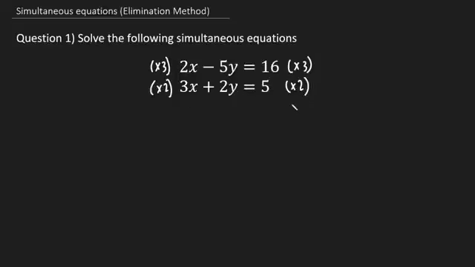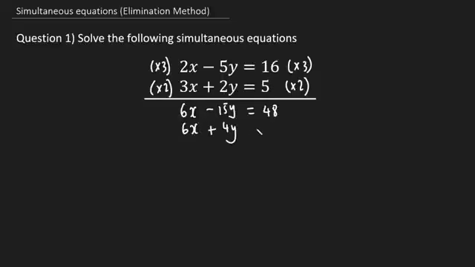So now I'm just going to rule off, and now we can perform the calculations for this. So it's going to be 3 times 2, which is 6x, 3 times negative 5, which is negative 15y, equals 16 times 3, which is 48. And now I'm going to do the same for my second equation. 2 times 3x, which is 6x, 2 times 2, which is 4y, and this is equal to 5 times 2, which is 10. Okay, so that's the first step done.